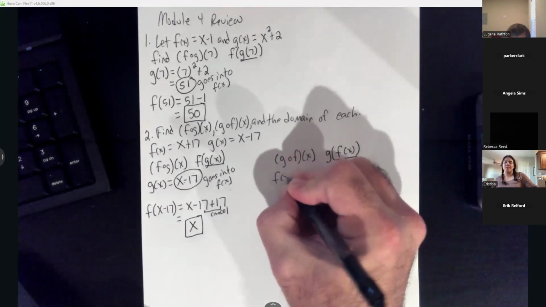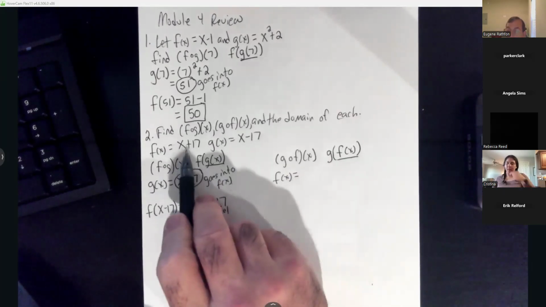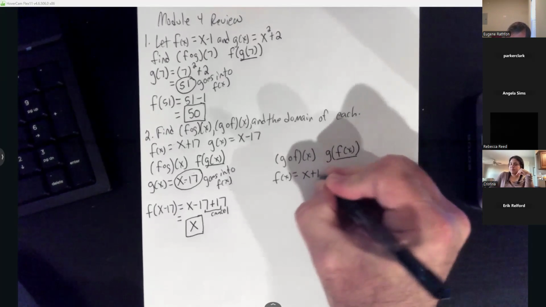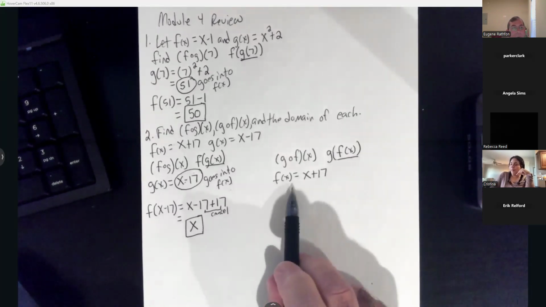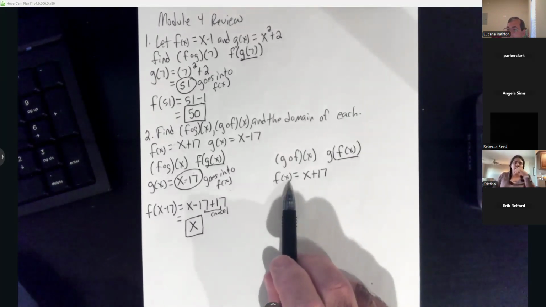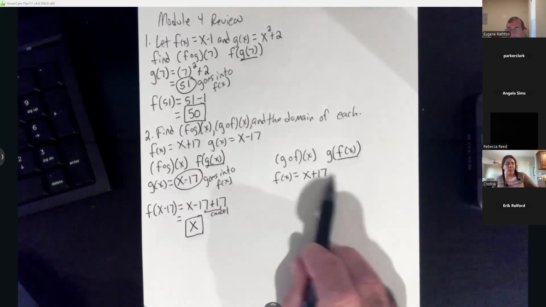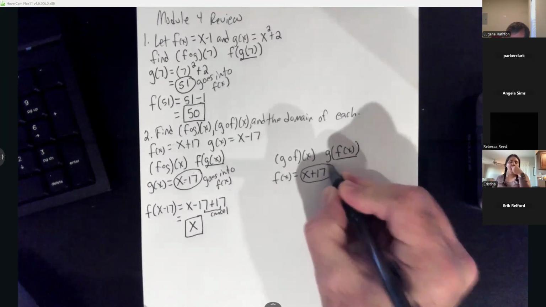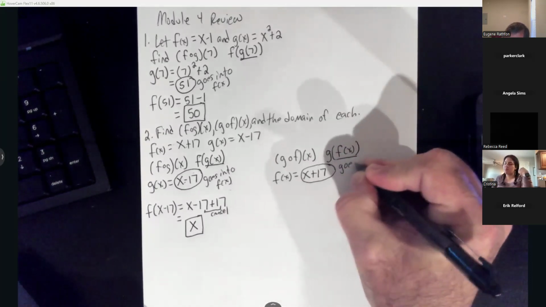So f of x is equal to x plus 17. Well, y'all, once again, they didn't give me any values for our x's on this, so I cannot do anything to that. So that means this whole thing here goes into the g of x.